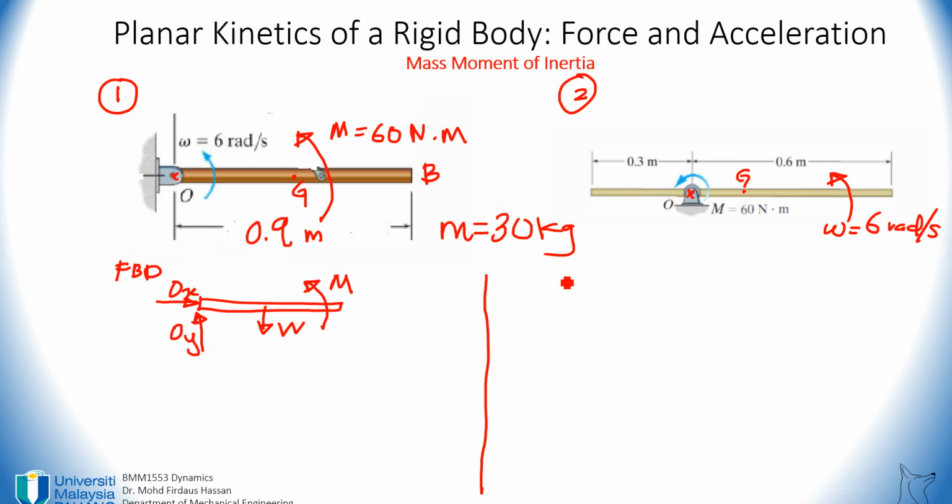First one. For this one, we have what? Similar. We have weight in the middle. We have reaction force here at O, which is OY. And then we have OX. And we have external moment. That is the FBD.